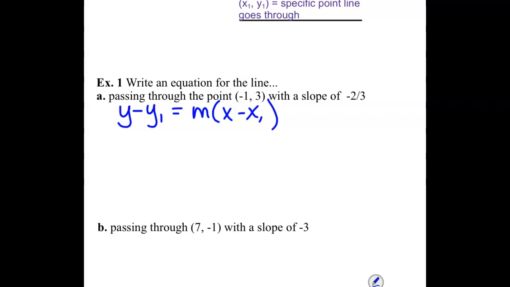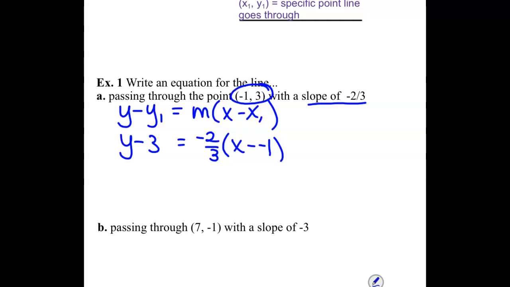All right, substituting in what we know. We are told that the slope is -2/3. That goes in where the m was in our equation. Then the point that it has to go through is -1, 3. So its x coordinate is -1. So we're going to have x minus a -1. The y coordinate is a 3. So y minus 3. Okay? That is in point-slope form.